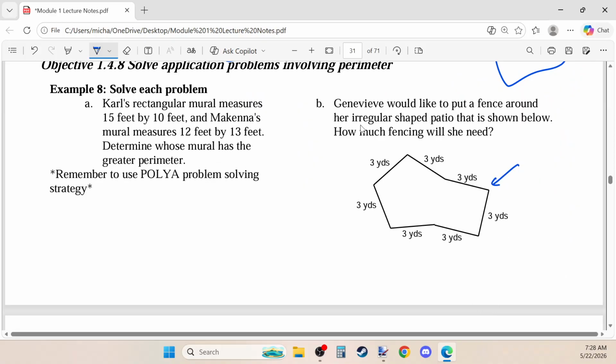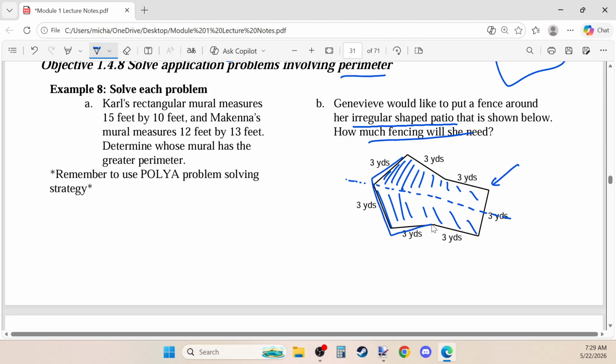That is an irregular shaped patio. I don't know why they chose that shape, although it does, I guess, have some symmetry. Like this half is a mirror image of this half, but it still looks weird. We want to find how much fencing is needed. Fences are perimeters because they go around the edge of the shape. So let's figure it out.